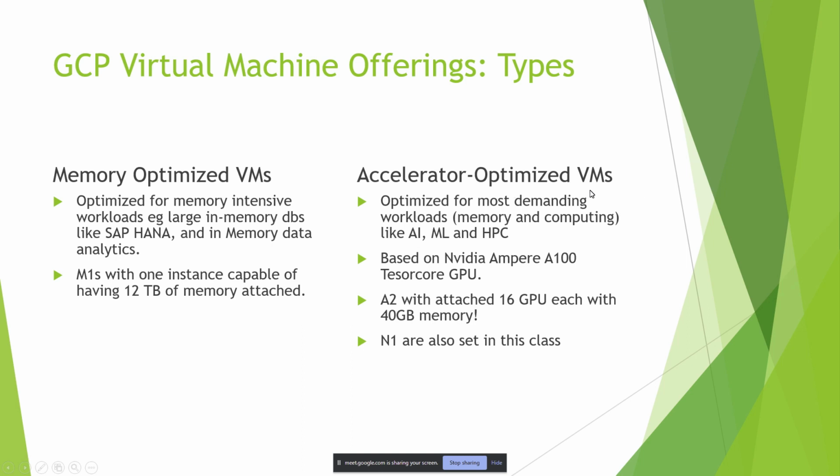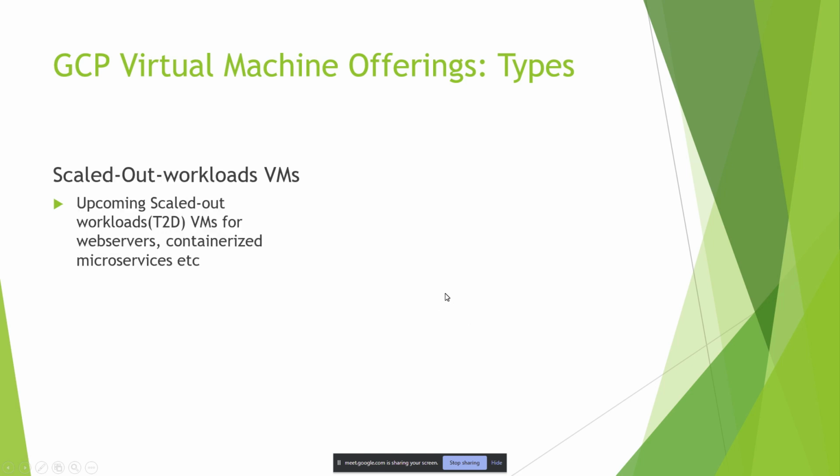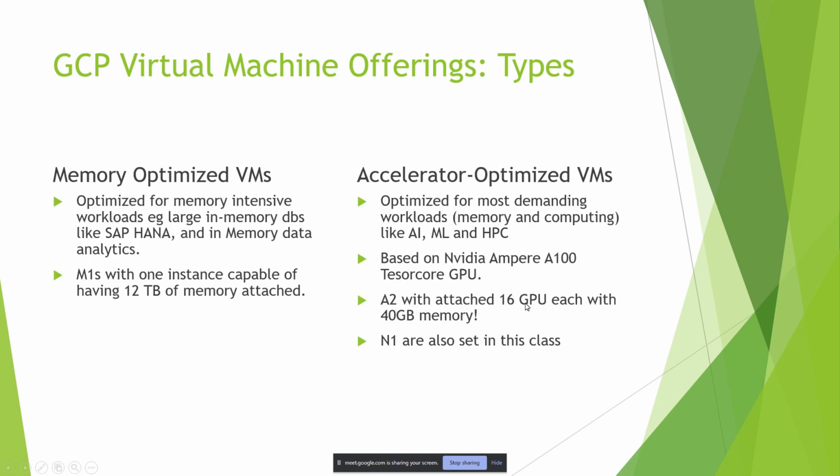Then there's the accelerator optimized ones. We call them accelerator optimized, but in reality these are the GPU optimized ones. If you are into machine learning, AI, this is the kind of VM you would want to use, especially if you are doing research and you have the budget for it. You use the A2s, and you see on one single A2 you can attach 16 GPUs each with 40 GB of memory. Can you imagine if that was your gaming rig?